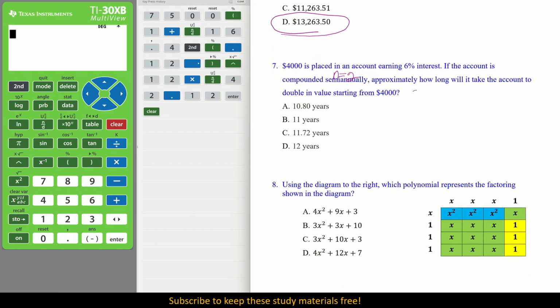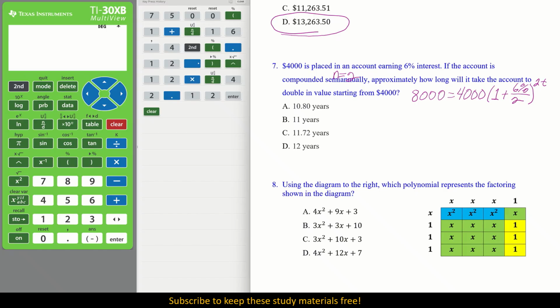Well, if it's doubled, then we know we're going to want $8,000 in the end. Right now we have $4,000 and we are compounding. So we can use our formula that's on our formula sheet. So that's 1 plus 6% over the 2. And then that will be 2t. Okay, because they're asking us how long is this going to take.